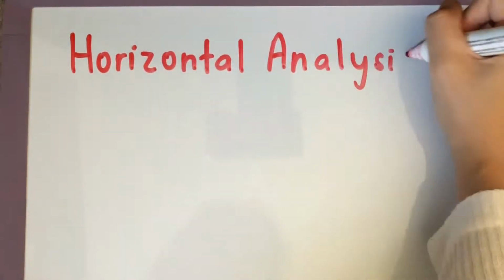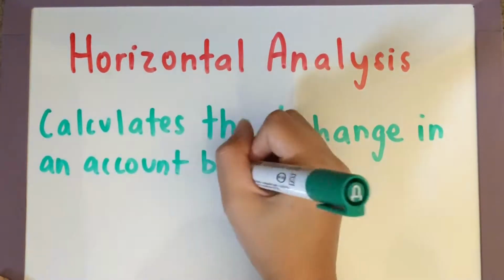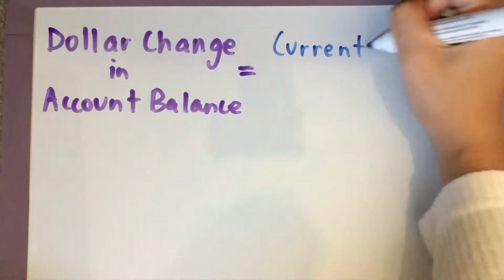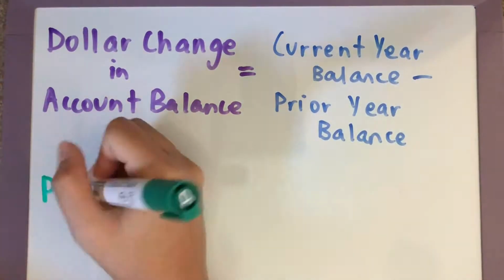A horizontal analysis calculates the percentage change in an account balance over a period of time. It is formulated by calculating the dollar change in the account balance, which is then divided by the prior year balance.